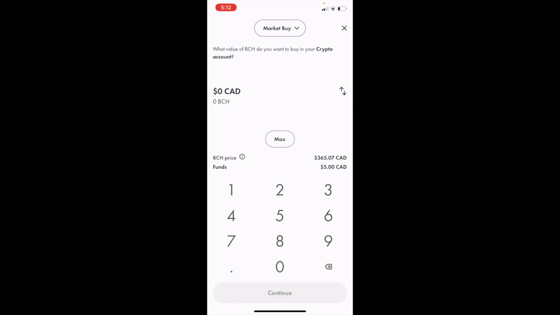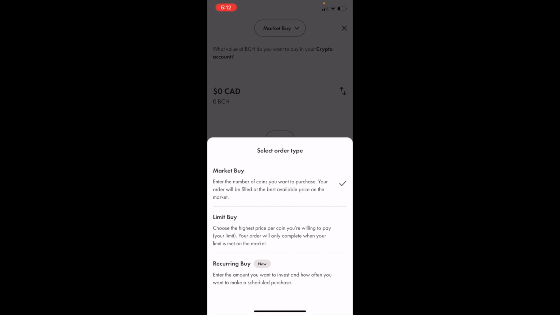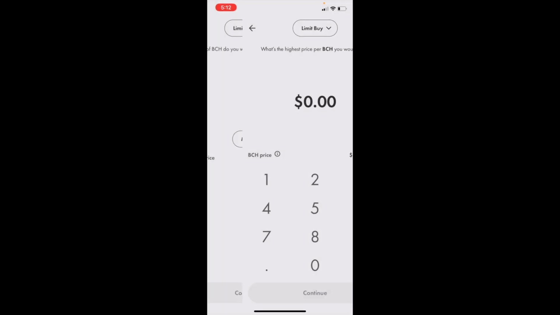Now to limit buy Bitcoin Cash, simply go to the top, press on market buy, switch it over to limit buy. So by limit buying, you are choosing the highest price per coin you're willing to pay, your limit. Your order will only be complete when your limit is met on the market. Press on limit buy right here.